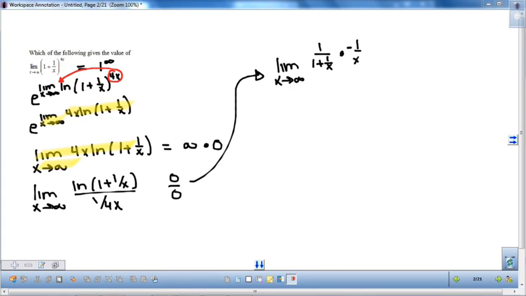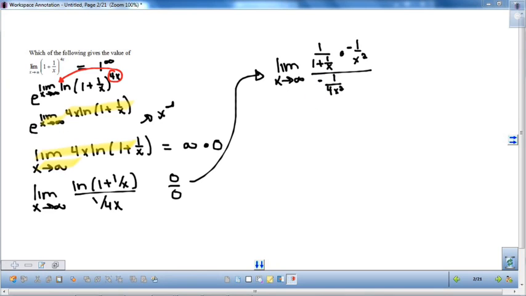So now I'm going to go ahead and take the derivative of the numerator over the derivative of the denominator. Remember, the derivative of ln u is 1 over u, so 1 over 1 plus 1 over x, times the derivative of u. And the derivative of 1 is 0, but the derivative of 1 over x, I rewrite that as x to the negative 1. So my derivative would be negative x to the negative 2. So that's how I get negative 1 over x squared.